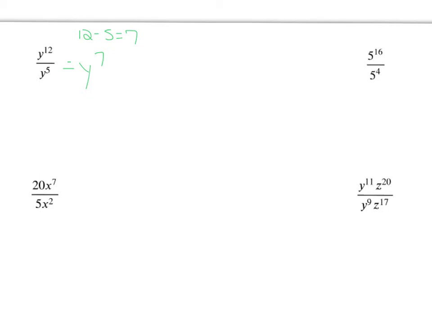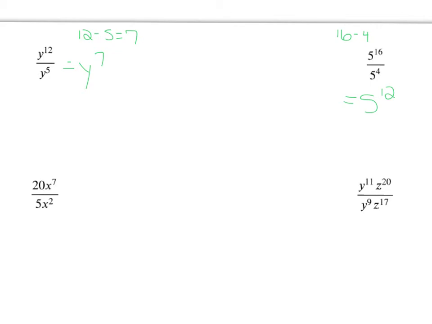So 5 to the 16th divided by 5 to the 4th, I would not want to write that out because 5 to the 16th would be a pain to do. So I'm just going to take the 16 and I'm going to subtract the 4, and I end up with 5 to the 12th. Notice the base does not change. You just subtract the exponents. All right, what if I've got numbers and variables combined? Well, this is going to be just like we did with multiplication.